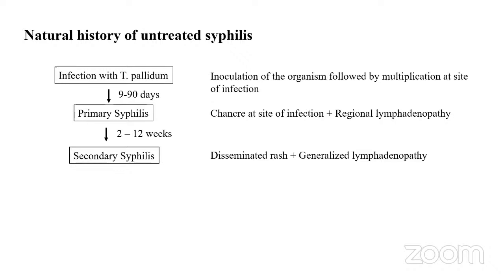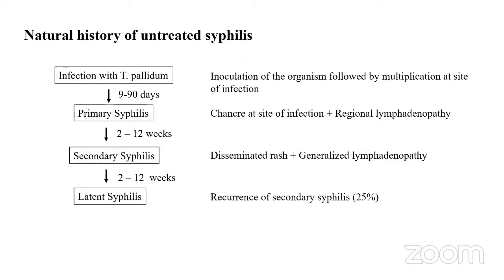And after that the patient moves into secondary syphilis, where, because of dissemination through the hematogenous route, it causes a disseminated rash along with generalized lymphadenopathy. This rash subsides in 3 months and the patient progresses to latent syphilis. In latent syphilis, the patient does not have any clinical manifestation, but only has serological evidence of syphilis. In latent syphilis, 25% of patients have recurrence of secondary syphilis within 1 year.